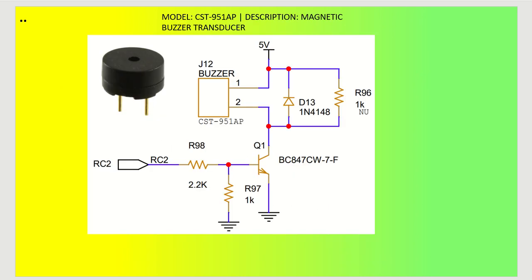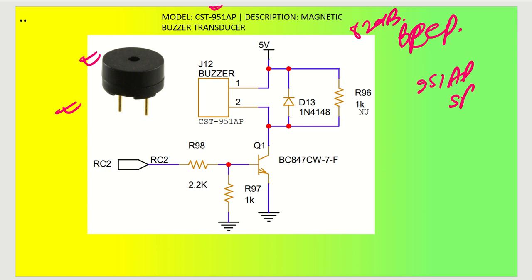Okay, now another application that I have implemented here is the buzzer. Any application you will be seeing, if there is an alarm or something, you want to give a beep sound. To get the beep sound, I have put a magnetic buzzer transducer which goes up to around 82 dB sound maximum, and I have used part number CST 951 AP. So 951 AP is a 5-volt transducer, and 931 AP is a 3.3 volt transducer. Since this microcontroller is working at 5 volts, I have utilized the 5-volt series.